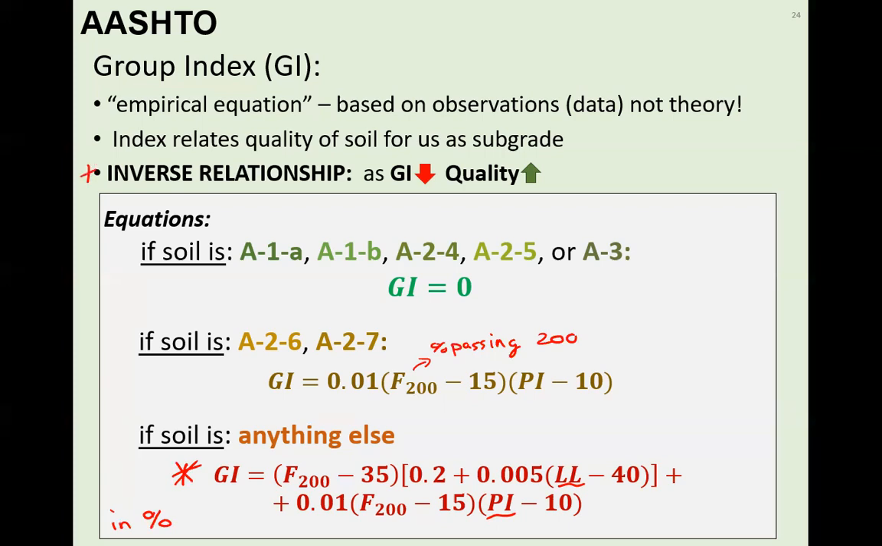So in general, what this group index is telling us is, as the group index is a lower value, then the quality of the soil used in subgrade is going to be better. So these are the good quality ones, remember? Good to excellent. So GI is 0. These are like the not the best, but we can make it work. And then these are generally the not so good ones. So the GI value will probably get higher as you continue through it.